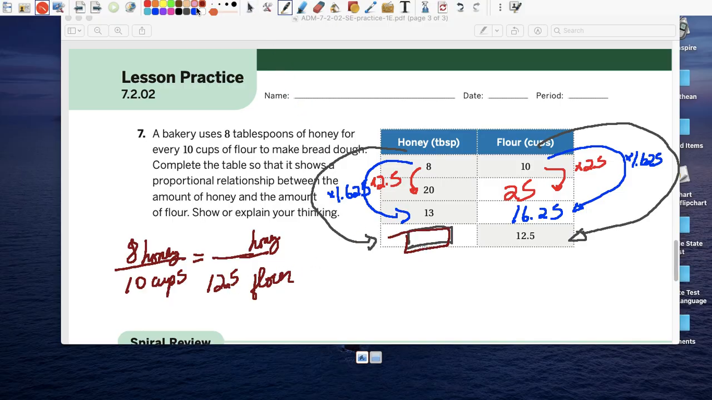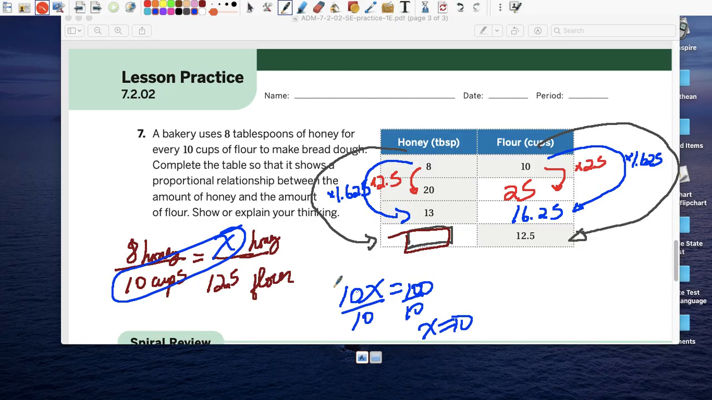So again, you don't have to do this, but I'm going to do it. Set up a proportion. 10x, if you cross multiply, and then 8 times 12.5, and you get 100. Divide by 10, divide by 10. X equals obviously 10. So this mystery number that we needed was 10. But we already knew that. So that's it.